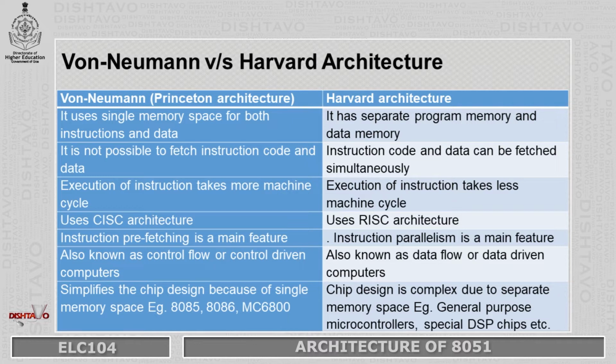The chip design is slightly complex in case of Harvard architecture type of processors due to separate memory space. Examples are general purpose microcontrollers. Even 8051 is also an example of Harvard architecture.